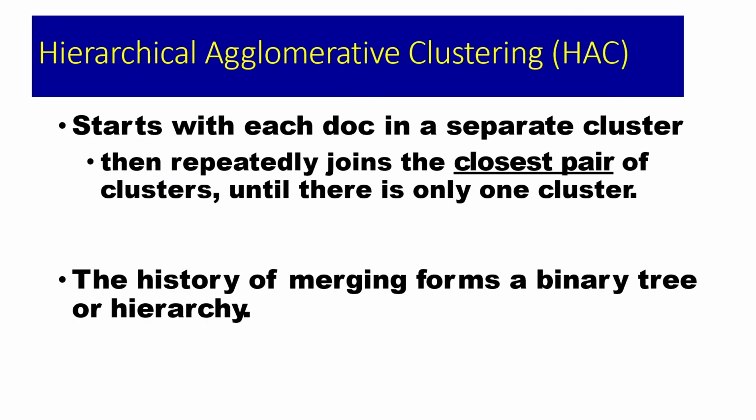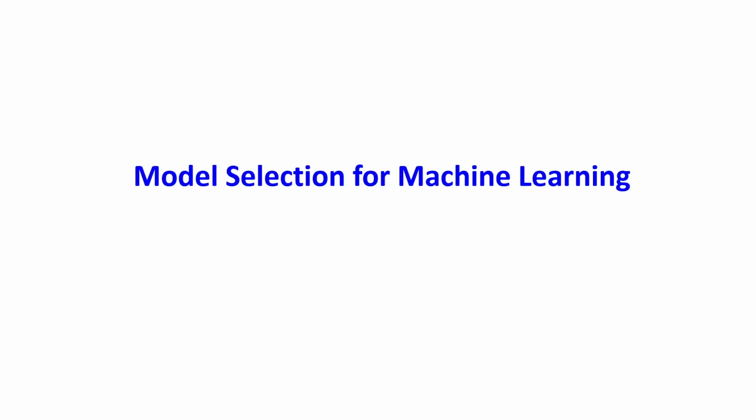Okay. So, let me also tell you finally, we can start with each data point in a separate cluster and repeatedly join the closest pair of clusters until you form one cluster. Now, the history of merging these clusters into a tree-like structure is what is called a hierarchy. We all know the family tree or dendrogram, right? Am I clear? So, that is about clusters.